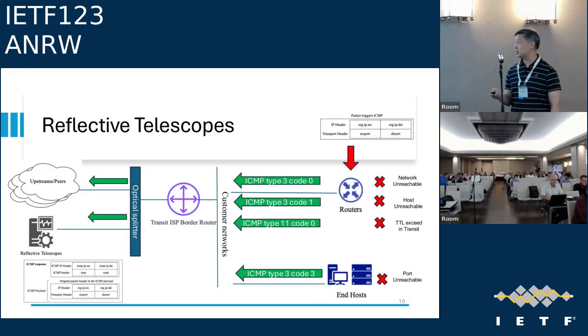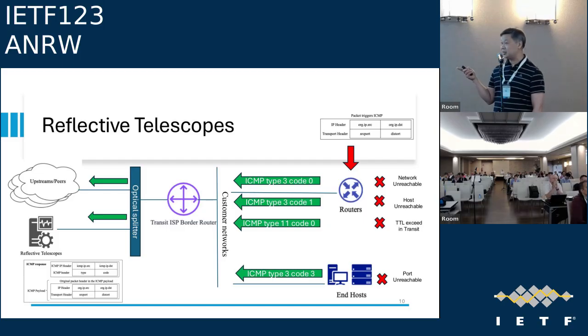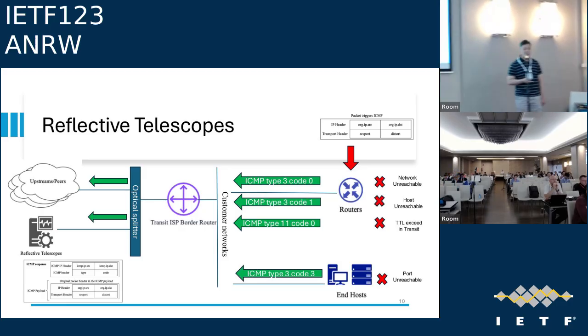For the last one, type 3 code 3, when a packet is sent to the end host and the port is not open, then the end host will generate the type 3 code 3 packet.